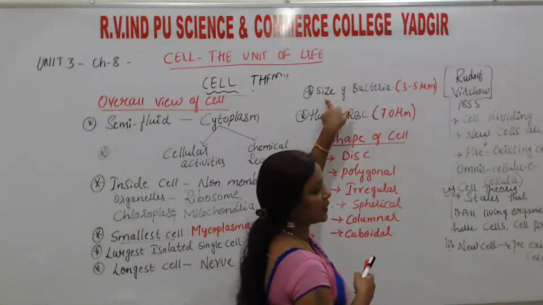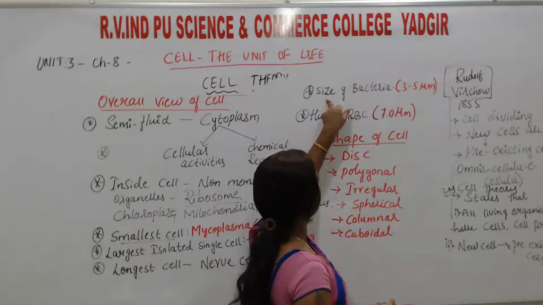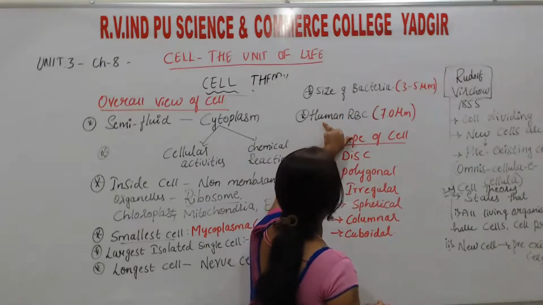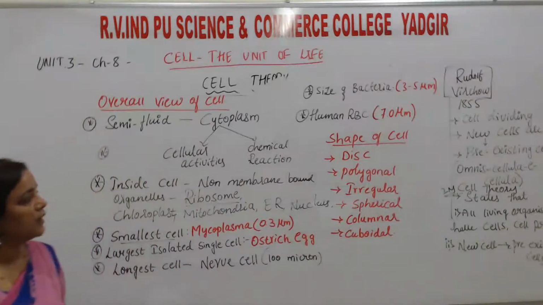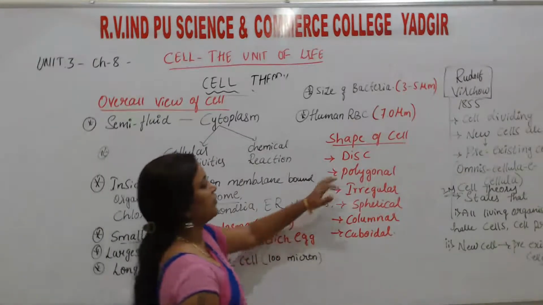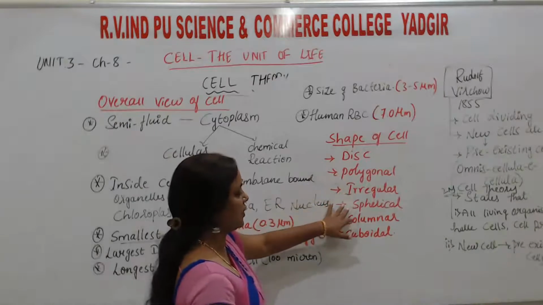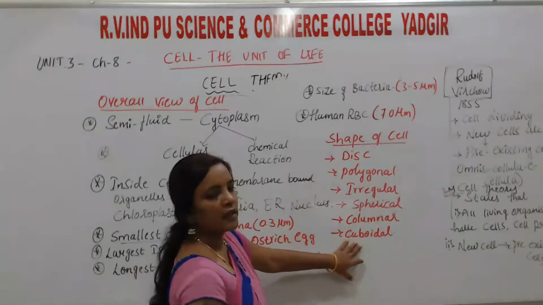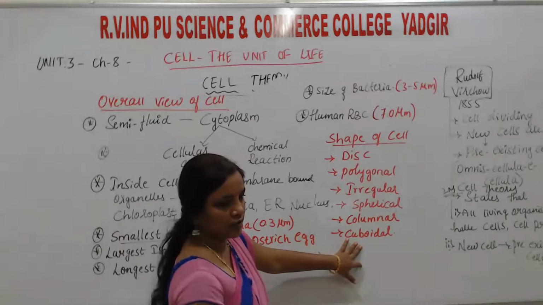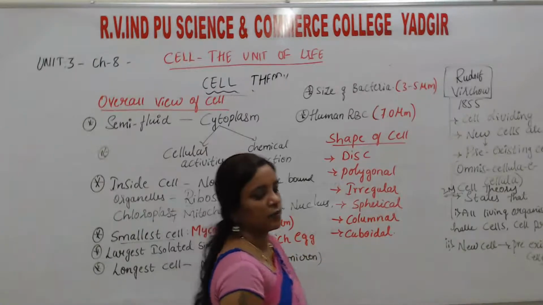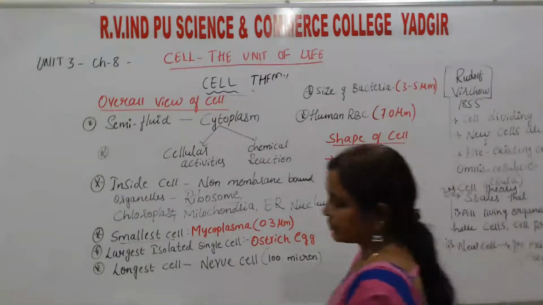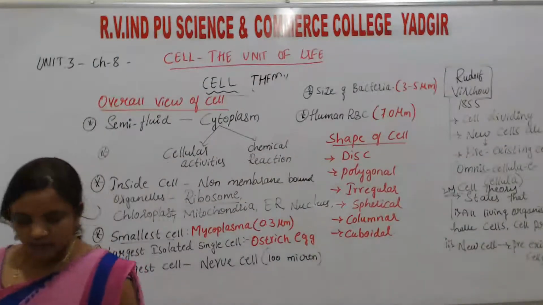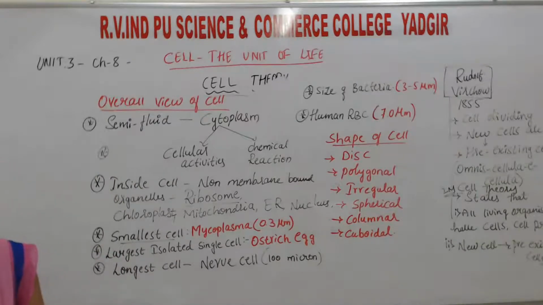Okay, the size of the bacteria will be 3 to 5 micrometer. Human RBC is showing 7.0 micrometer, and the shape of the cell will be different: disc shape, polygonal, irregular, spherical, columnar, and cuboidal structure. We can see different structures present here. Next, let us see the structure of the cells.